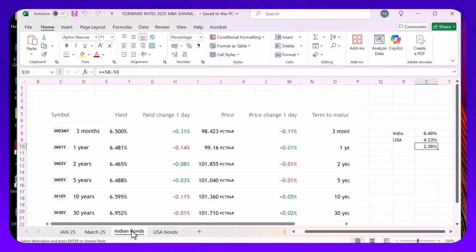Look at the 1-year bond. So this is the bond rate. If you buy a 1-year bond today, this is the return you are going to get. Suppose you invest in a government bond which is going to mature after 1 year.